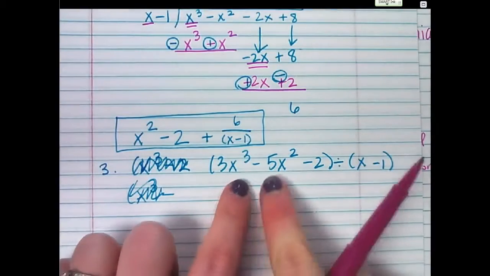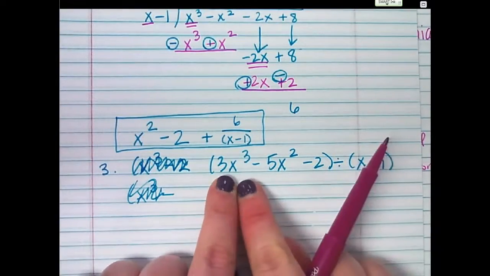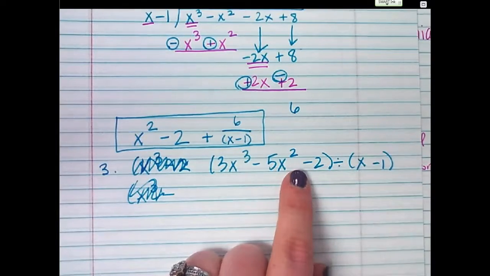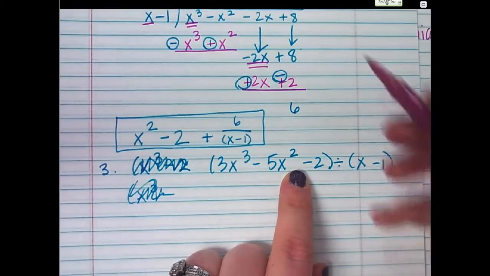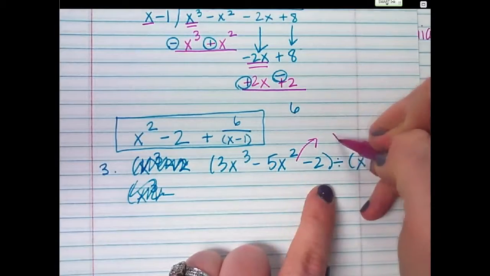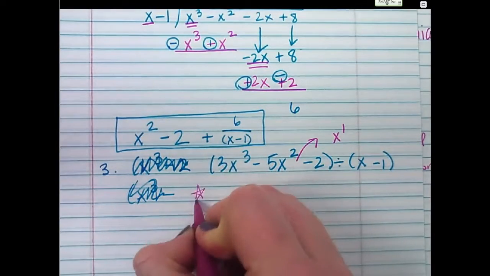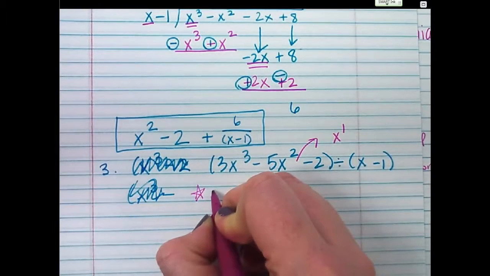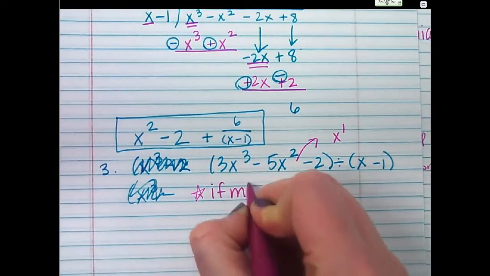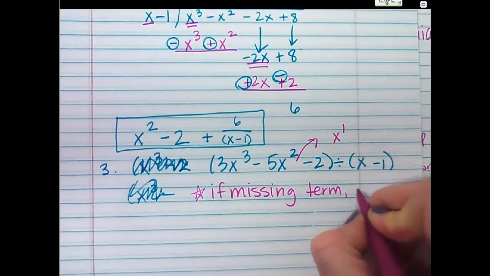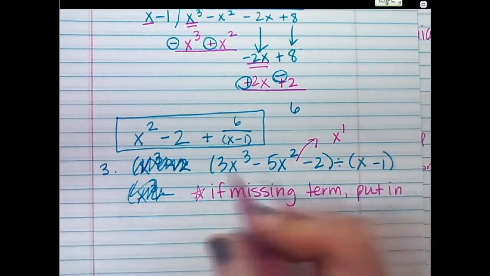Okay, so look at this, your dividend here. It goes x cubed, x squared, and then it goes to negative 2. What's missing? The x, right? So the x to the first is missing. So I want right here underneath this or somewhere, make a note: if there is a missing term, you need to put in a placeholder.